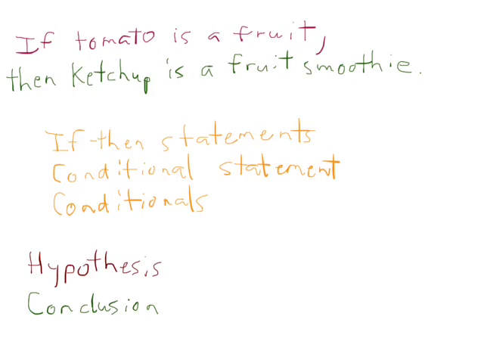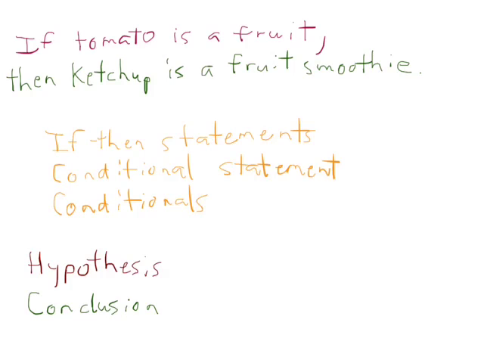In section 2.1, we will be discussing if-then statements and converses. Now you see a statement written here at the top, and it says, if tomato is a fruit, then ketchup is a fruit smoothie. This would be an example of an if-then statement, because as you see, there's an if portion and a then portion. Another name we can give to these type of statements are called conditional statements, or just simply conditionals.